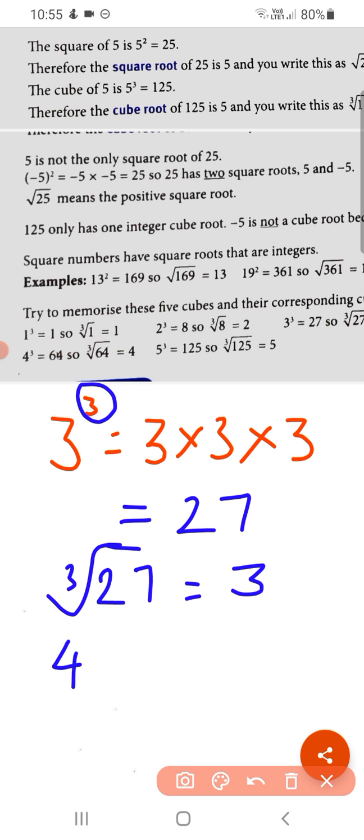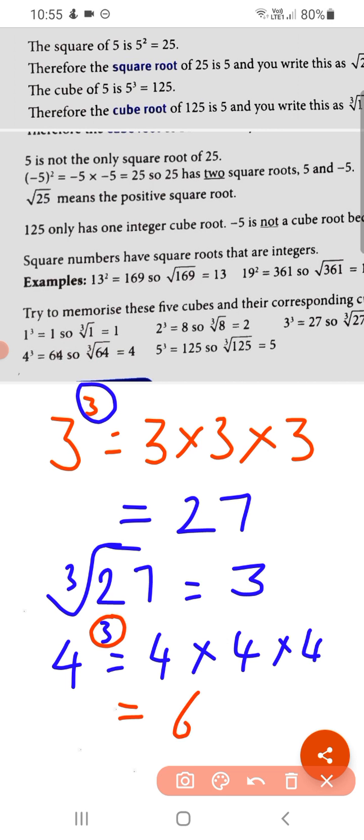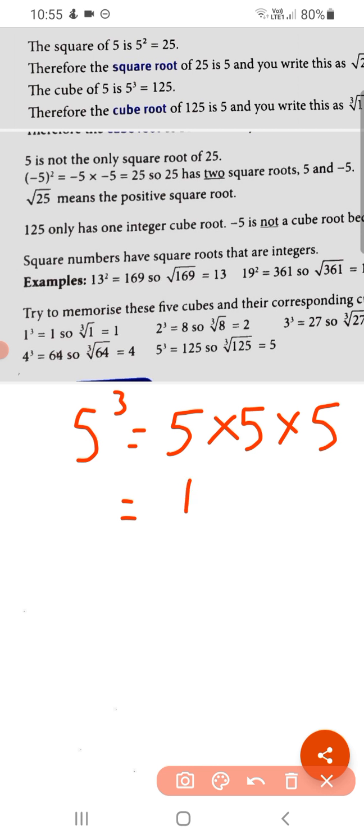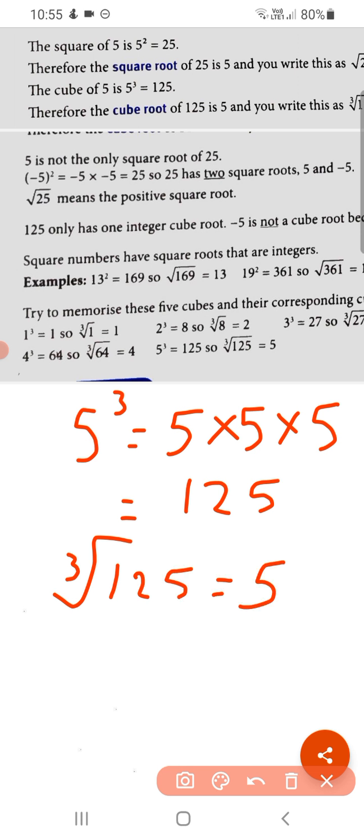Then 4 cubed is equal to 4 times 4 times 4. Which is the power here, children? 3. 3 is the power or index. 4 times 4 times 4 is equal to 64. So the cube root of 64 is 4. Now 5 cubed is equal to 5 times 5 times 5, which is equal to 125. So the cube root of 125 is 5.